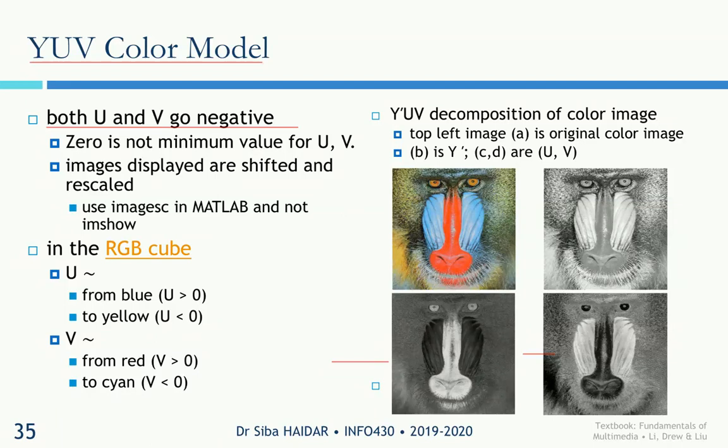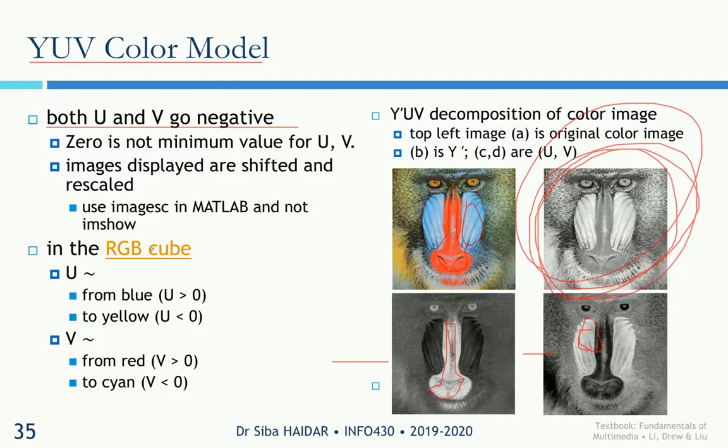And as we have already explained, U is relative to the blue, and V is relative to the red. So you have high values here because there is a blue color in the original image, in the U channel. And in the nose, you have high values in the V channel because the nose is red. And this here, this channel is the luminance, which is the grayscale image of this colored image.